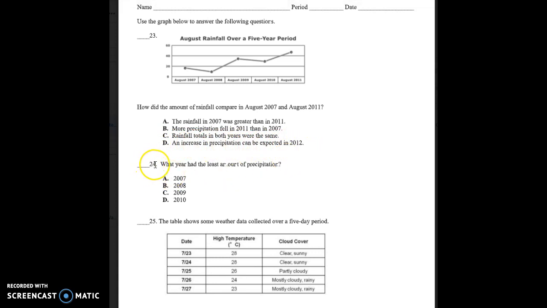Number 24. What year had the least amount of precipitation? A. 2007. B. 2008. C. 2009. D. 2010.